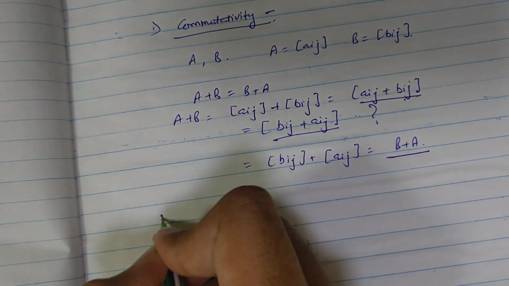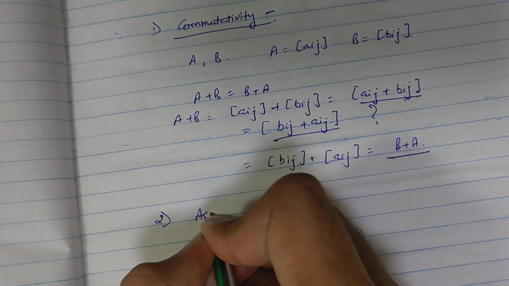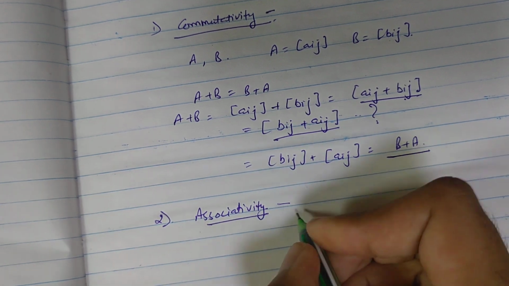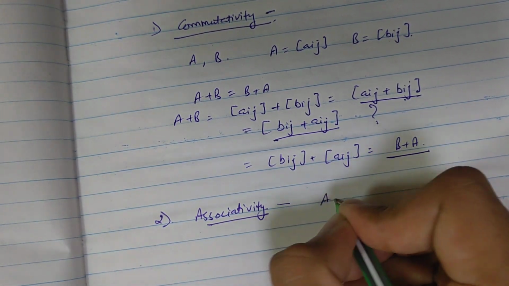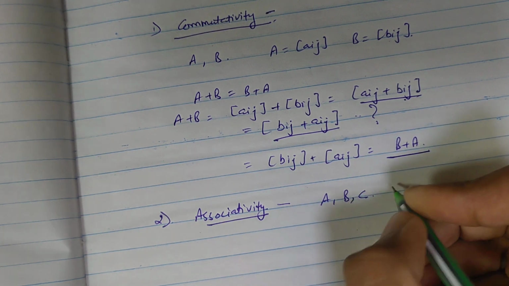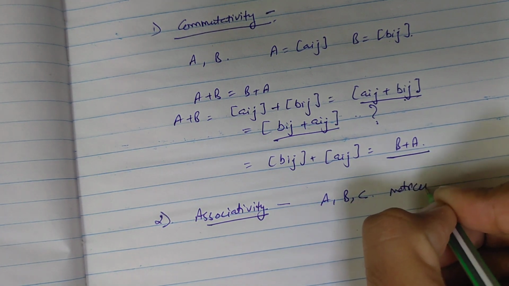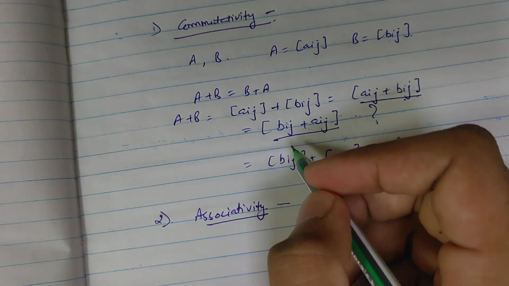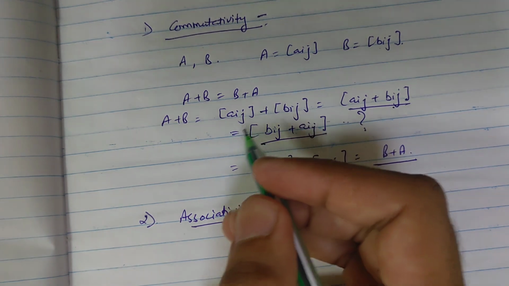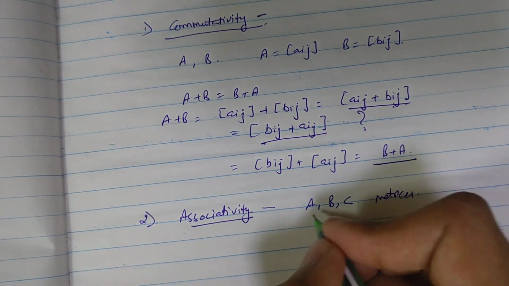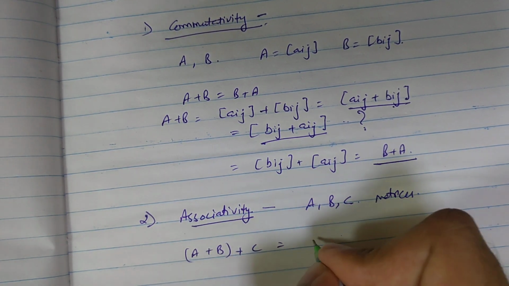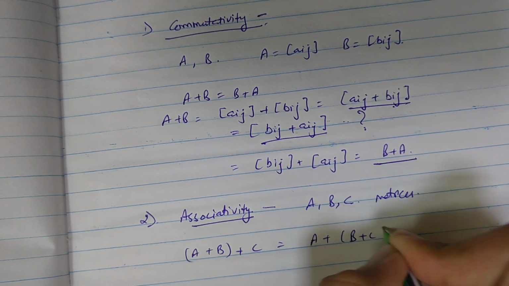And similarly, number two, associativity. Associativity means there are any A, B, C, three matrices. The important thing is that the order of the matrices should be the same because we are adding them. So for three matrices A, B and C, associativity means (A plus B) plus C is equal to A plus (B plus C).